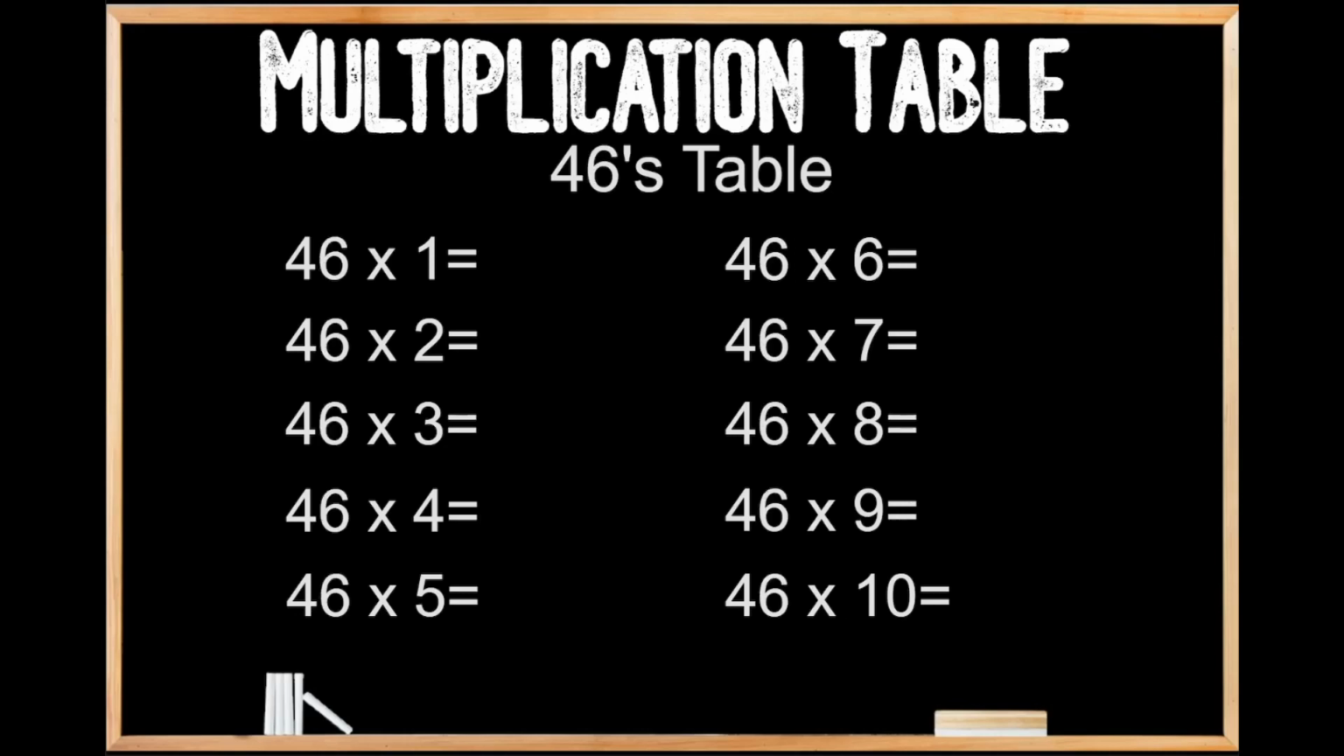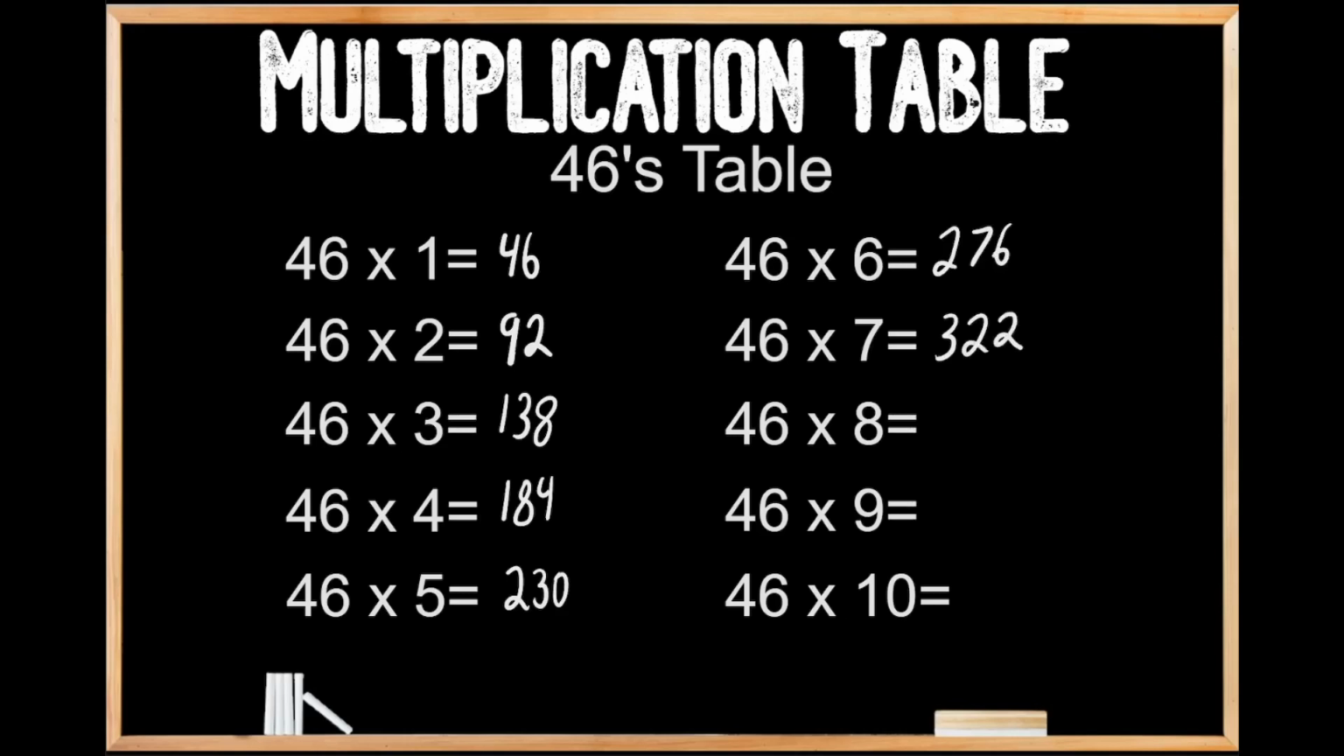46's table. 46 times 1 is 46. 46 times 2 is 92. 46 times 3 is 138. 46 times 4 is 184. 46 times 5 is 230. 46 times 6 is 276. 46 times 7 is 322. 46 times 8 is 368. 46 times 9 is 414. And 46 times 10 is 460.